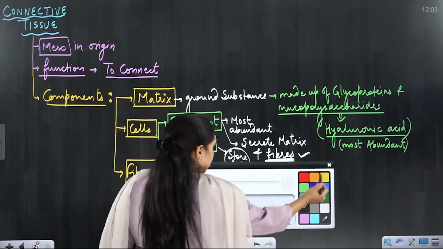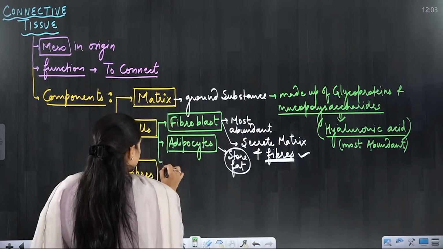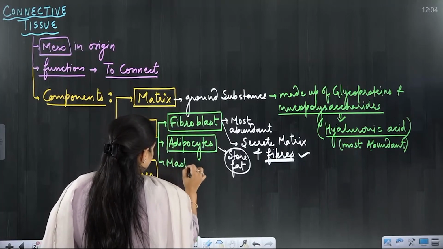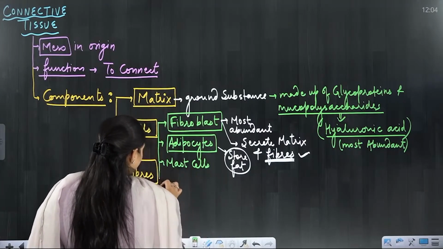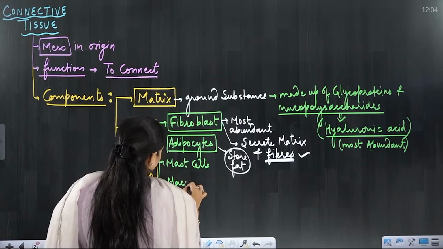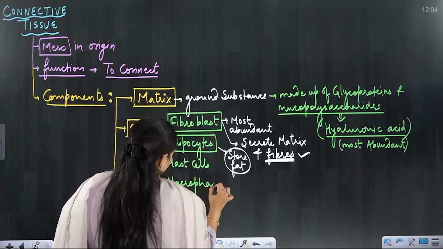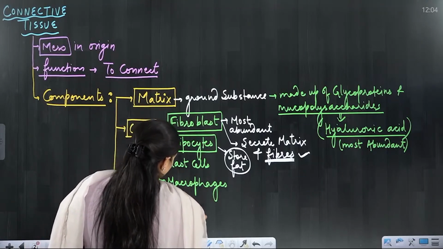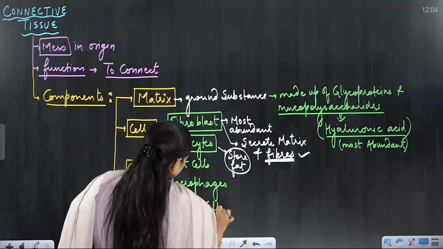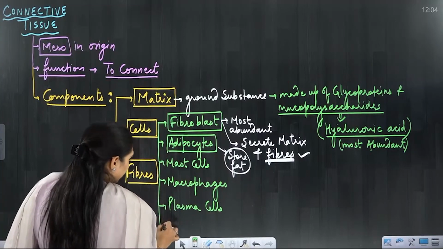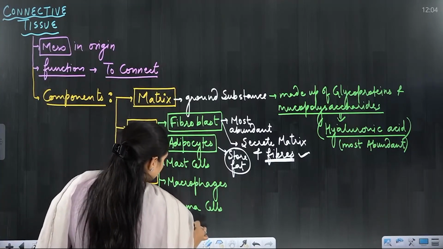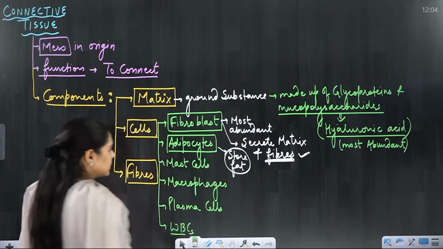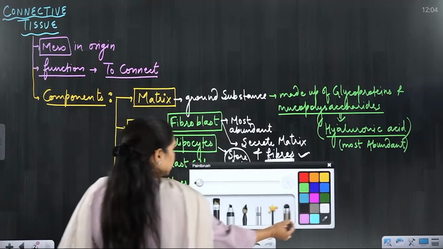More cells are there, like mast cells, macrophages, and plasma cells. Then you will find WBCs also. So now you will find so many cells.